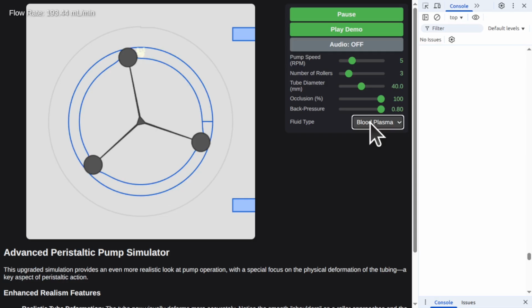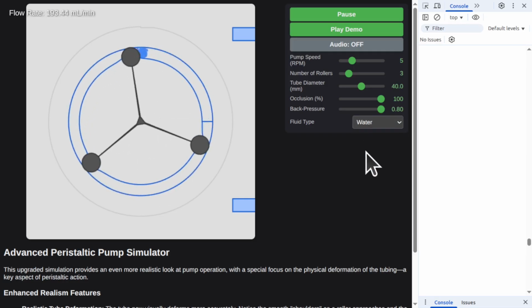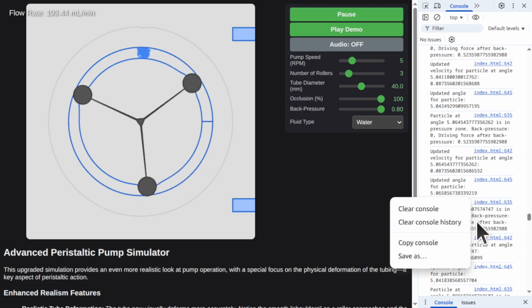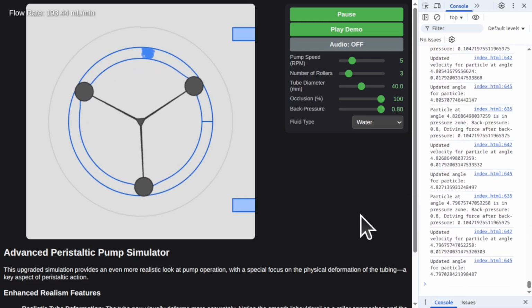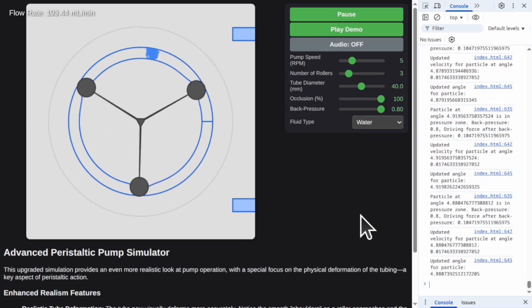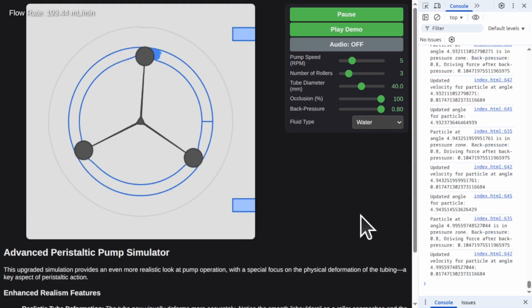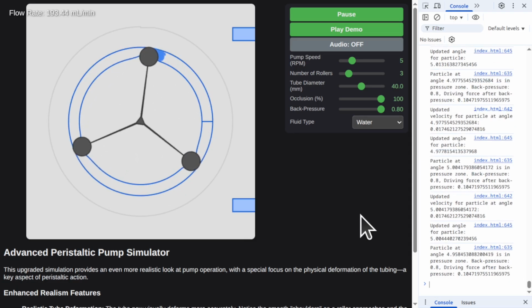In the second image, with back pressure set to 0.8, the flow rate has dropped significantly, 193.44 milliliters per minute, indicating that the back pressure is reducing the efficiency of the pump. However, visually, the fluid particles still seem to move similarly to the first image, without any clear signs of slowing down or bunching up due to the increased resistance.